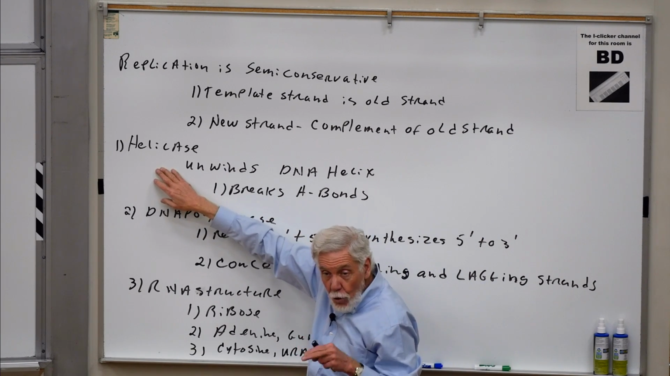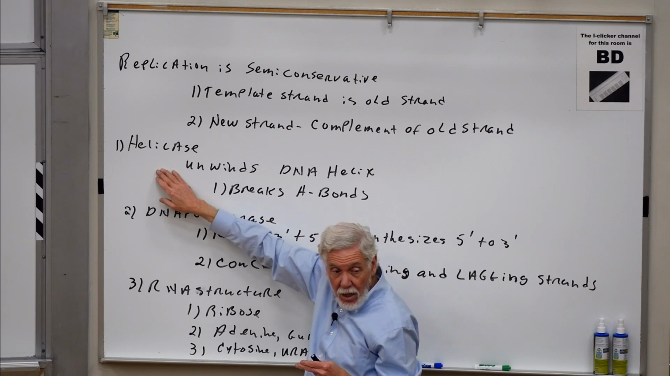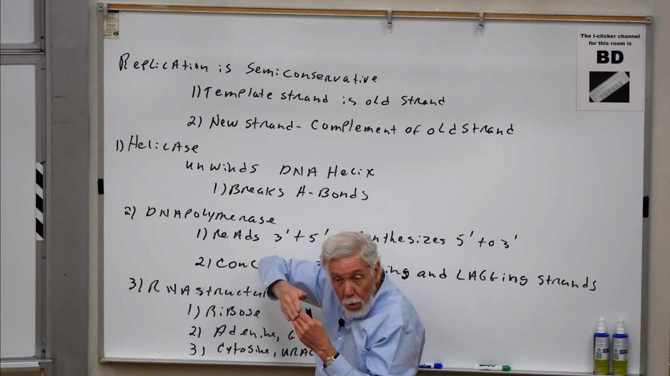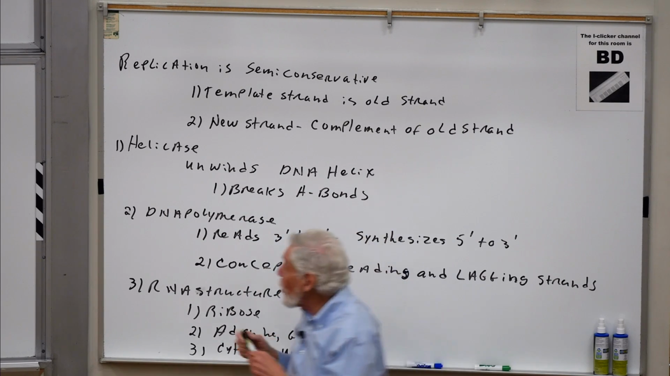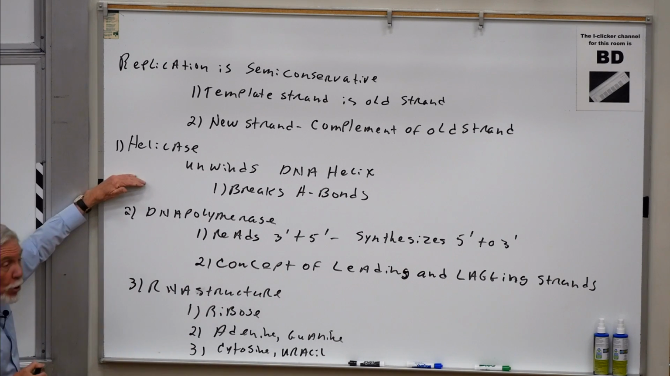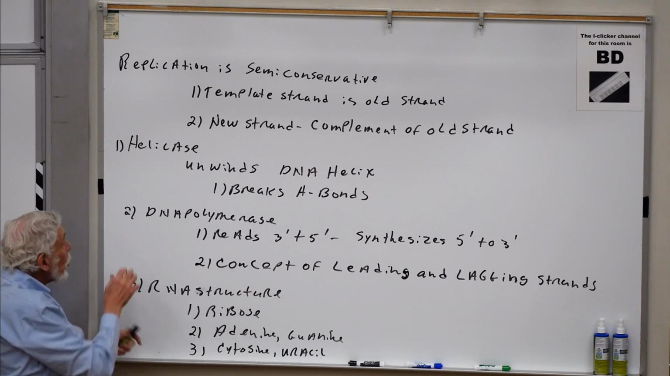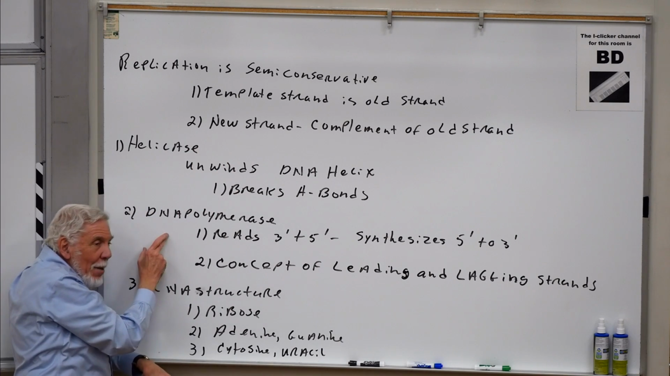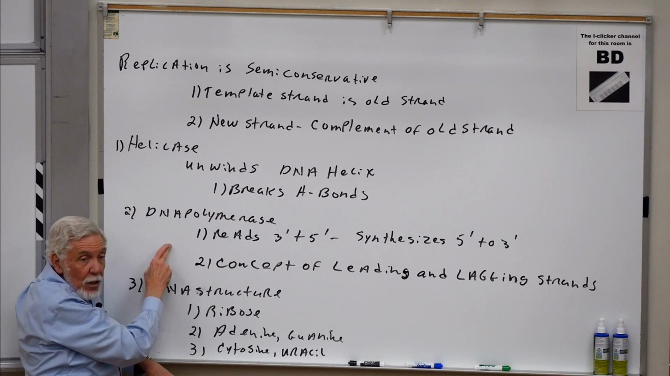The helicase has two functions. As the name implies, it unwinds the helix. But the other thing it does is pull apart the hydrogen bonds. By pulling apart the hydrogen bonds, it exposes the bases in such a way that the next enzyme, called a DNA polymerase, can come on and begin synthesizing a new strand.